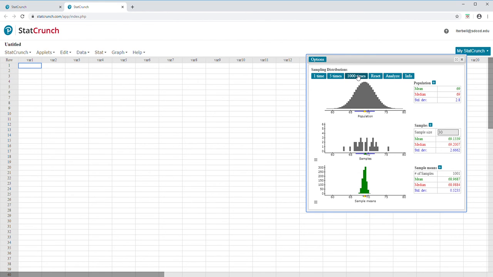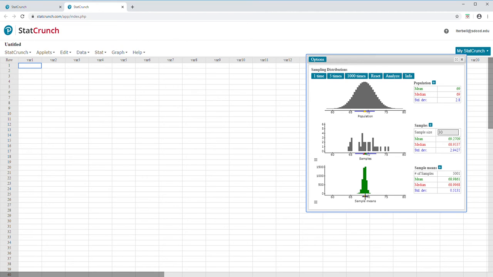Here's 1,000, 2,000, 3,000, 4,000, 5,000. What do you notice this time? First, we want to notice where the center is, what the mean of the 5,000 means is, and then also the shape of the green sampling distribution. The mean is, once again, very close to 69: 68.99, very close to the population mean. That's the mean of the 5,001 sample means.